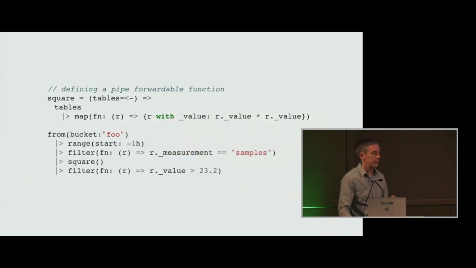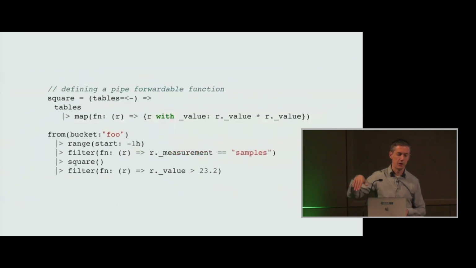So here's how you call it, right? From range for the time range, filter for filtering based on the metadata, square it, and then potentially we could filter again, or do whatever we want. This functional style, I think, is pretty nice because you can chain these operations, and it just becomes trivial. And you can define new functions like this.